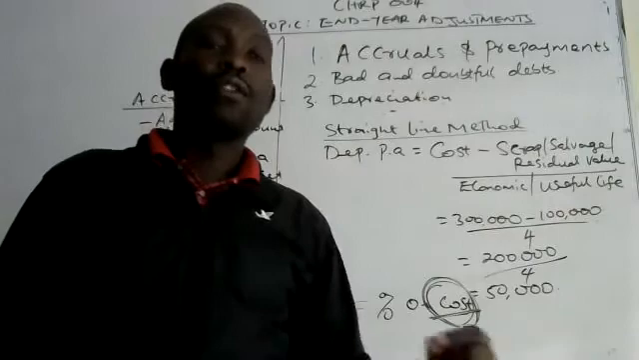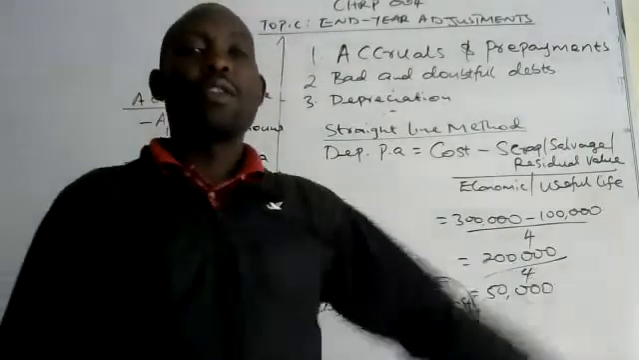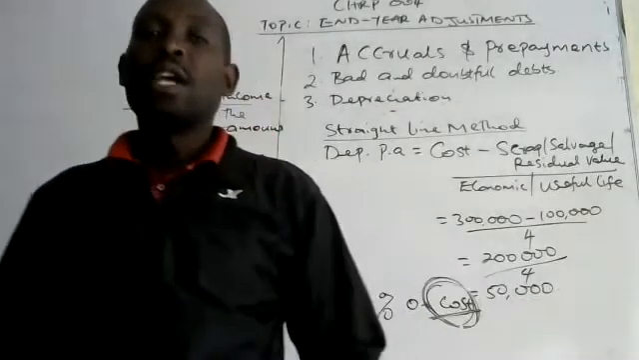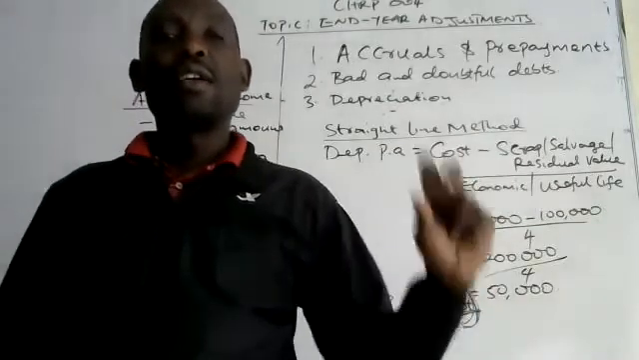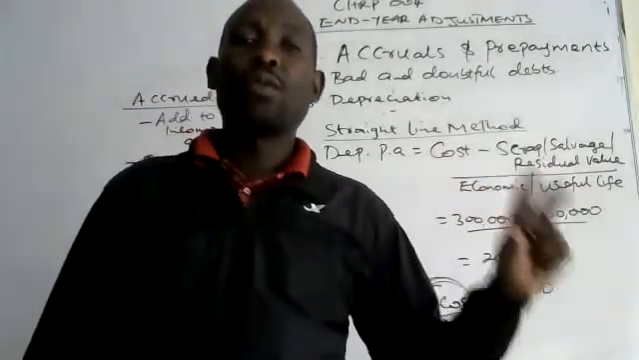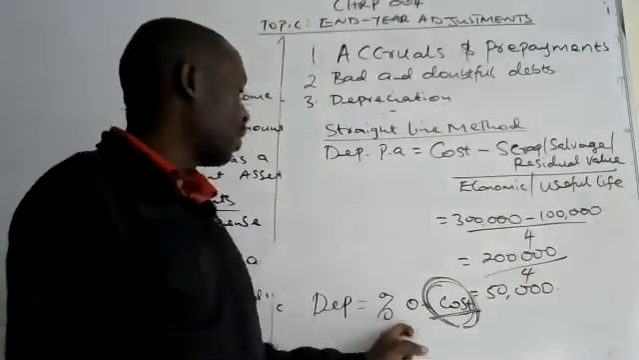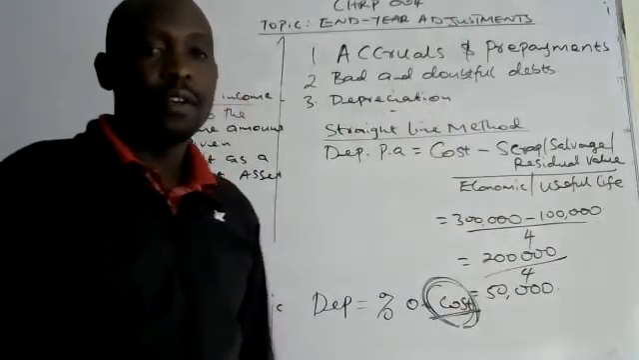Therefore, if depreciation is 10% of cost, this year it is going to be 10% of 300,000. Next year it is still going to be 10% of 300,000. It is going to be the same throughout, 10% of 300,000 each and every year the asset will be useful in the business. So if it is a percentage on cost, it is still straight line.